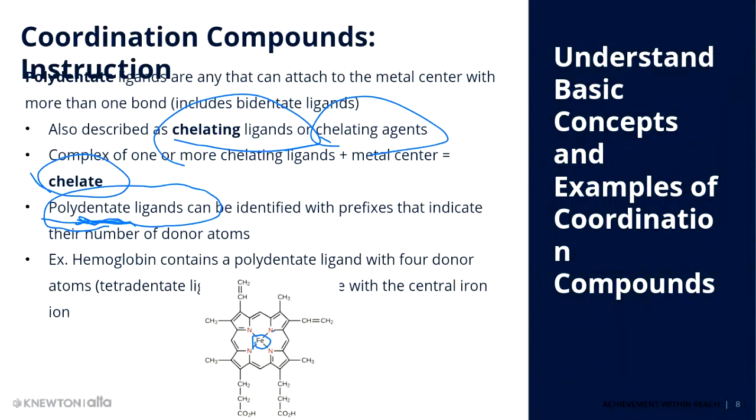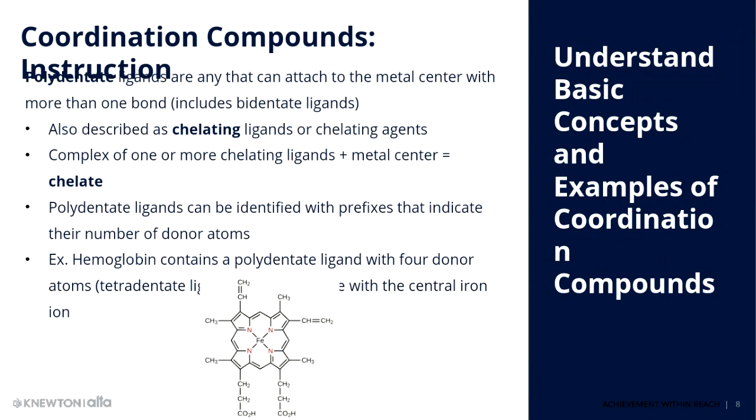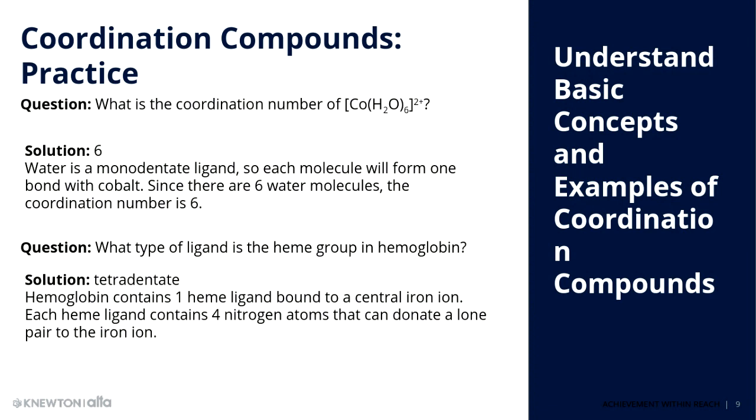You have monodentate, bidentate, and polydentate. What's the coordination number for cobalt in this case? The coordination number is going to be 6. And how do we know it's 6? Because there are 6 water molecules attached to cobalt. The hemoglobin, that's this molecule here, is very similar to this. And how many dentate do you have here? It's 4, so it would be tetradentate, 4 nitrogens that can donate lone pairs of electrons.